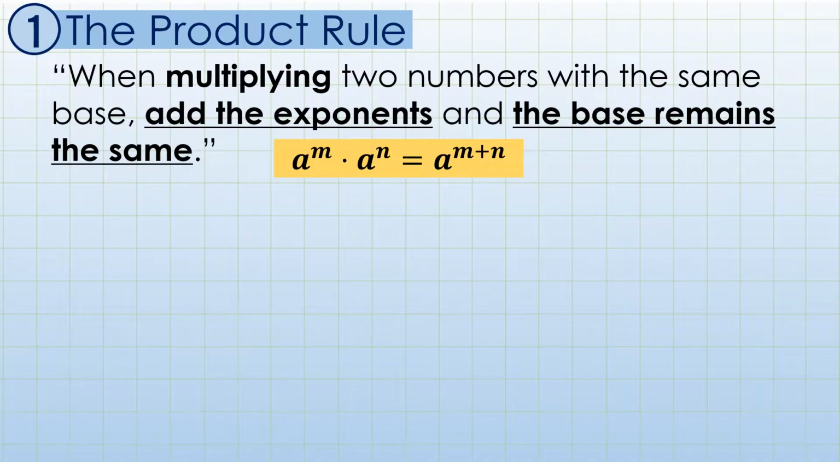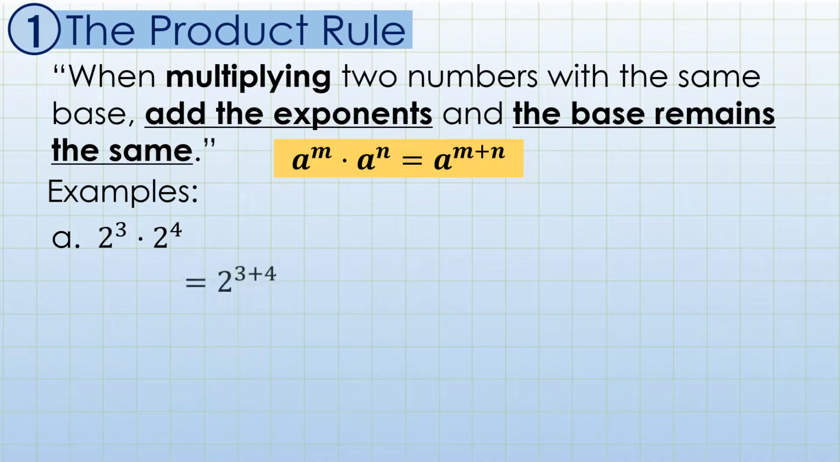Ganun lang siya kadali. Examples, 2 cubed times 2 to the 4th power. Anong gagawin dyan? Pareho yung base ng pinag-multiply mo. So, kokopyahin mo yung 2 na base nila. Tapos, yung 3 and 4 na exponents, ipag-a-add mo. So, that becomes 2 raised to 3 plus 4. Tapos, yung 3 plus 4 na exponents nila, simplify mo. Magiging 2 raised to the 7th power.